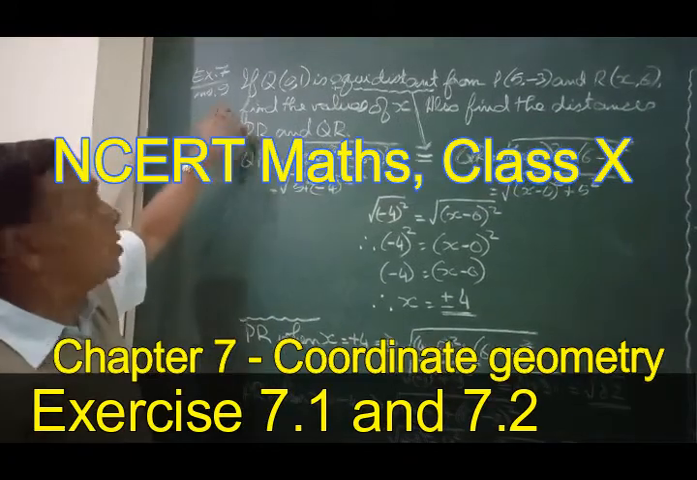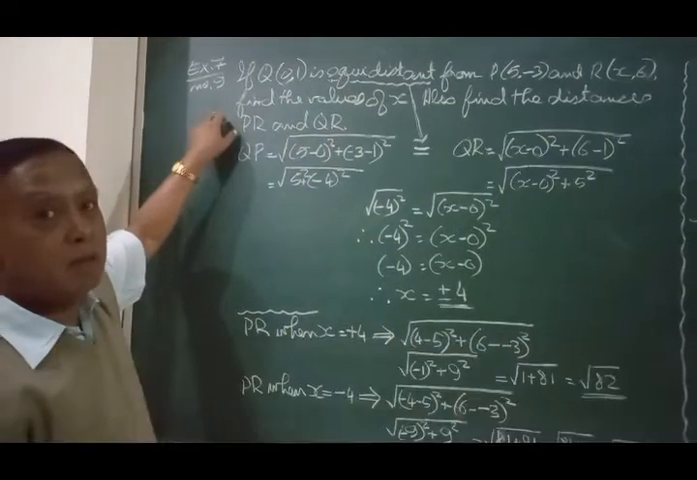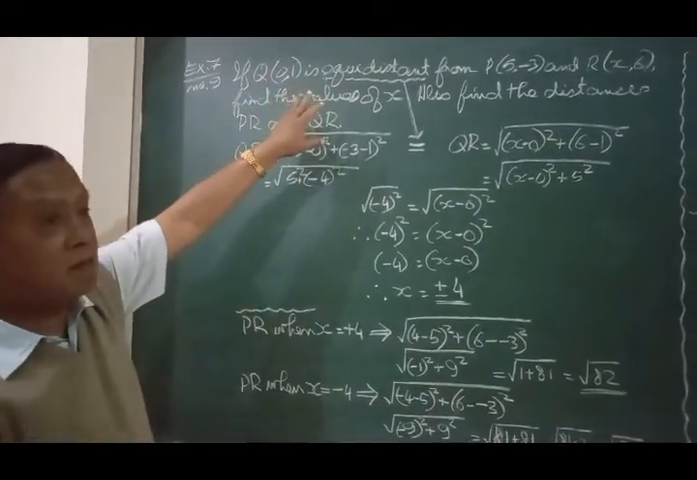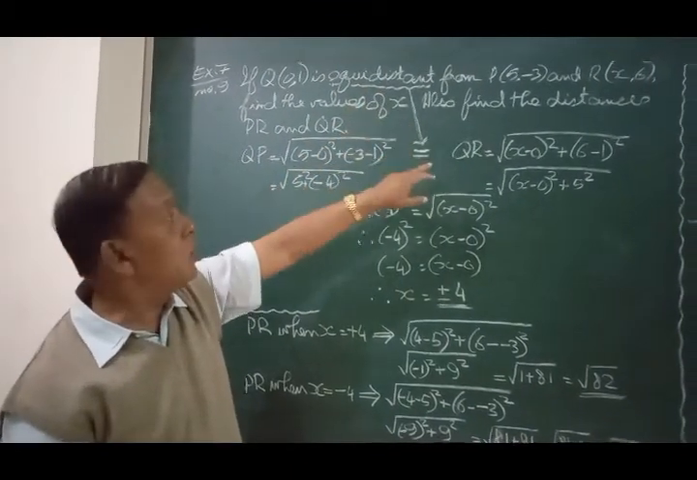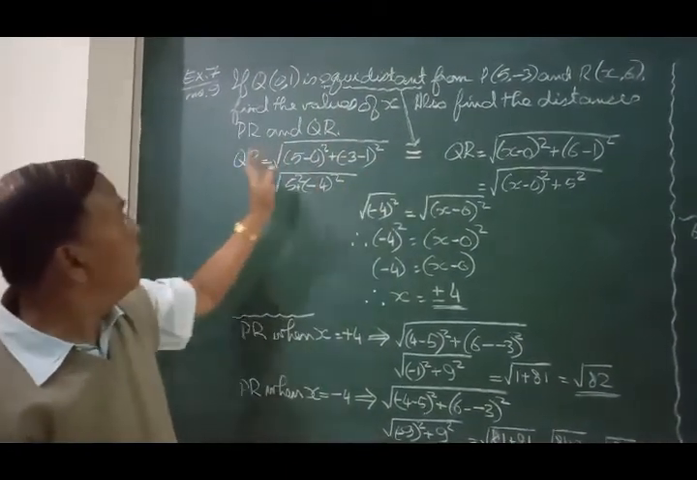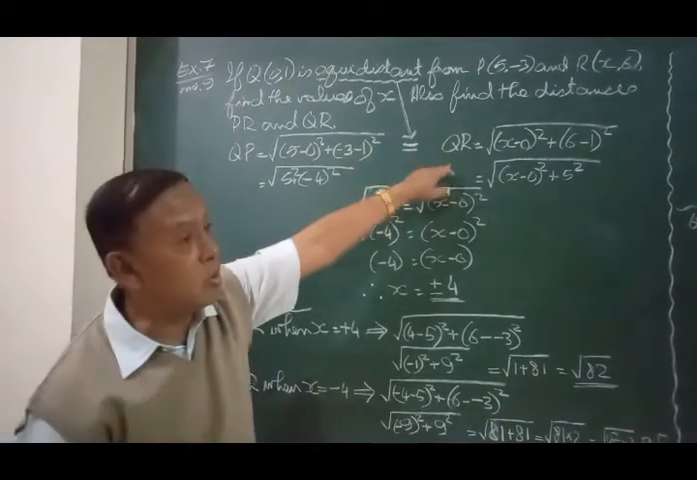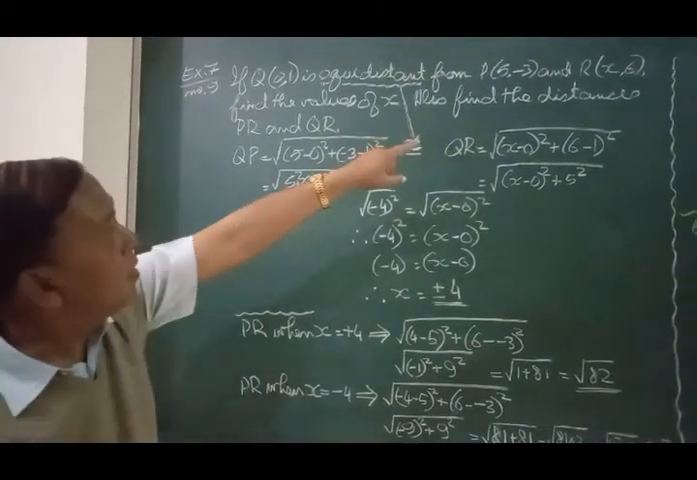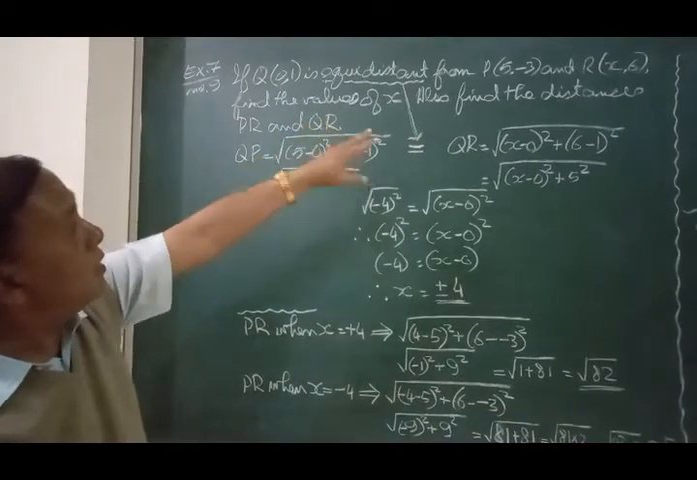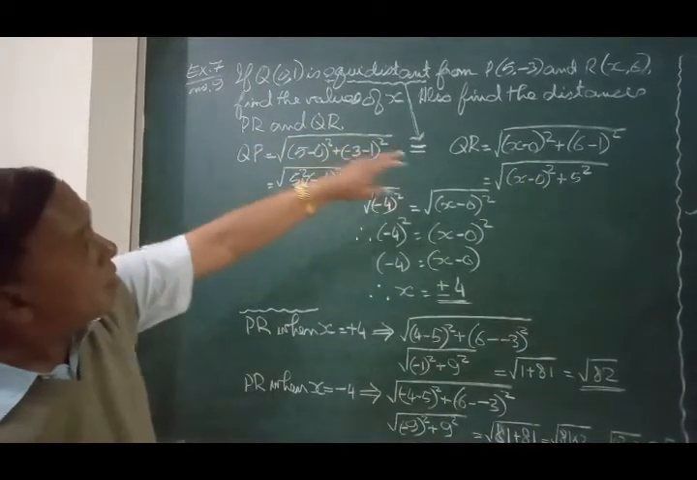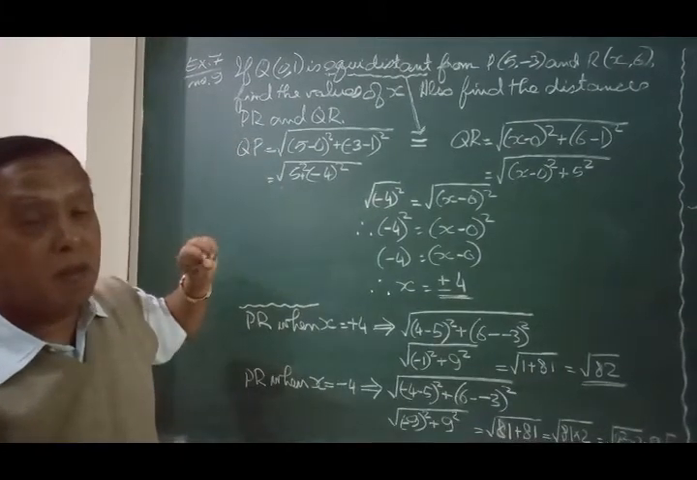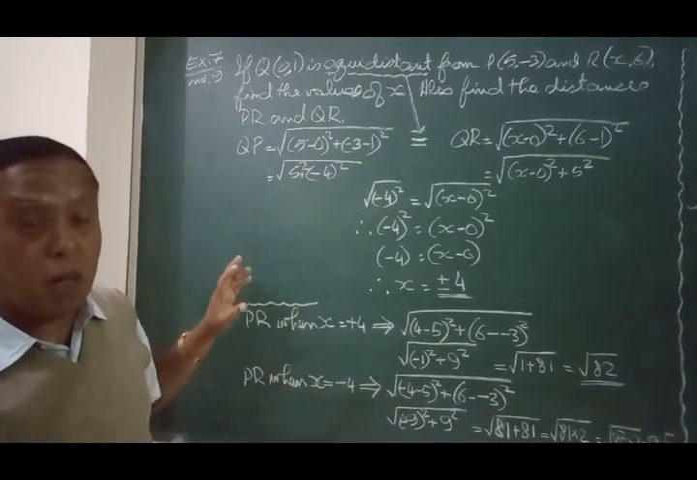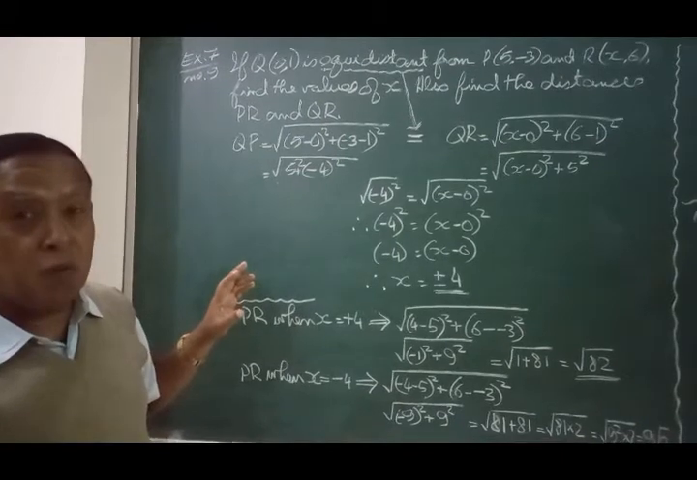We now tackle question number 9, and here the important word is equidistant, which means both are equal. This is equal to this: equidistant. The two points are equidistant, and therefore we find the distances between these points.